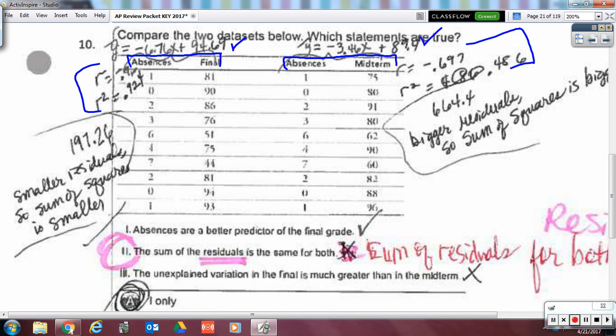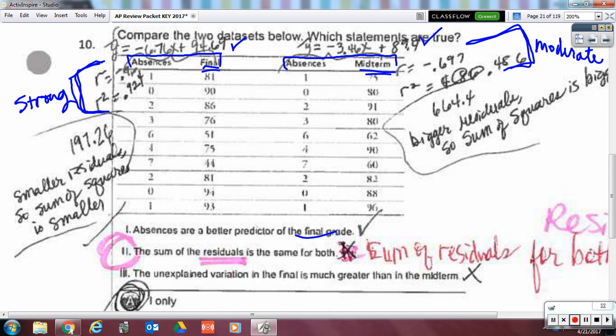First question, are absences a better predictor of final or midterm? So what did I look at to determine that? R squared, your R and R squared, your correlation. So look at these correlations. This correlation is strong. This correlation is moderate, or moderately strong. So yes, absences is a better predictor of final grade, upon linear being appropriate. I can tell I got this wrong at one point, but let's talk about number 2.